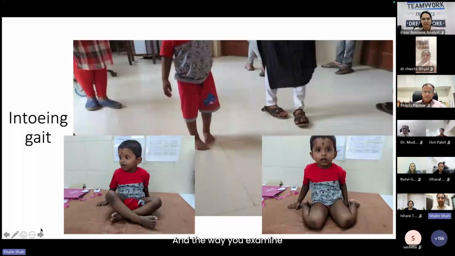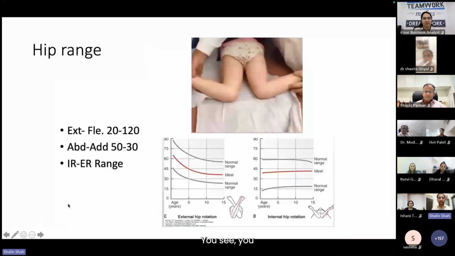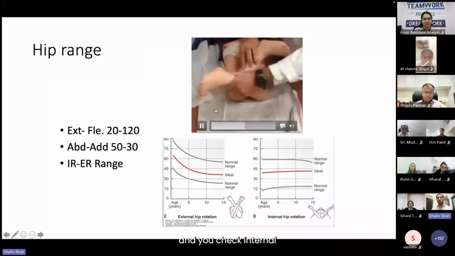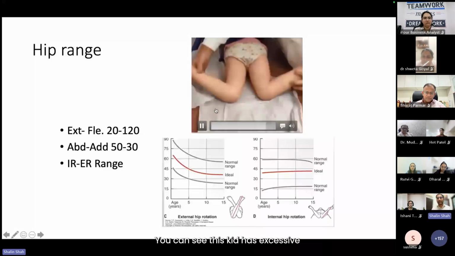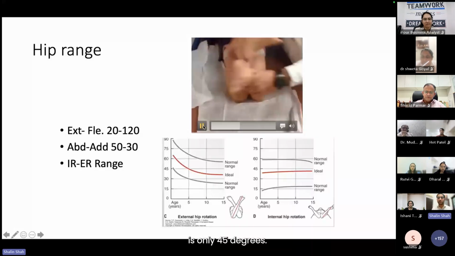And the way you examine this is prone rotation. Hip rotation with the child supine gives you a hip rotation in flexion, and that's not how we walk. The way we walk is with hips in extension, which is why rotation of the hips in prone is very, very important. This video shows it very well. You rotate the hips in prone and check internal and external rotation. You can see this kid has excessive internal rotation. The internal rotation is almost 80 degrees, whereas the external rotation is only 45 degrees.